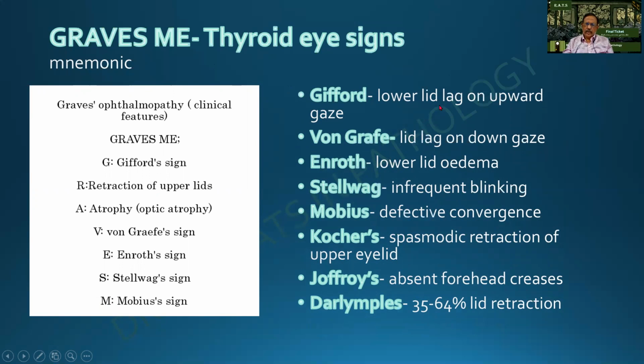Gifford, a lower lid lag; Von Graefe, lid lag on a down gaze; Enroth, lower lid edema; Stellwag, infrequent blinking; Mobius, defective convergence; Kocher's, spasmodic retraction of the upper eyelid; Joffroy's, absent forehead creases; and Dalrymple, lid retraction. I do not know much about ophthalmology, but I felt that this was extremely useful and interesting.